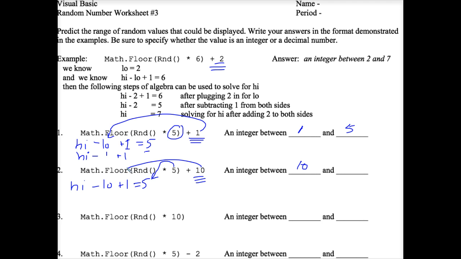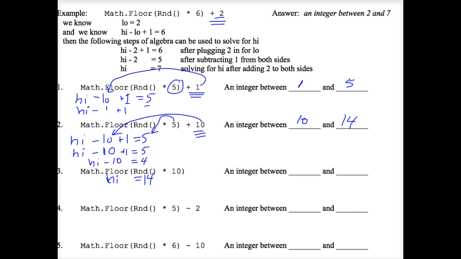Plugging that 10 in for the low by substitution leads me to this step: high minus 10 plus 1 equals 5. If I subtract 1 from both sides here, I have high minus 10 equals 4. And if I now add 10 to both sides, I end up with high equals 14. So the answer to number 2 is a 10 and a 14 in those two fill in the blanks.